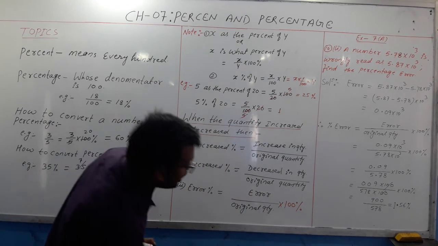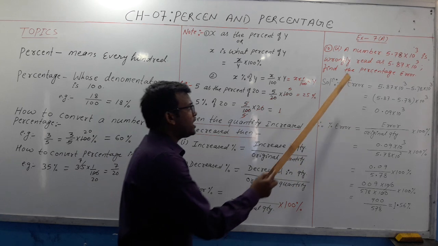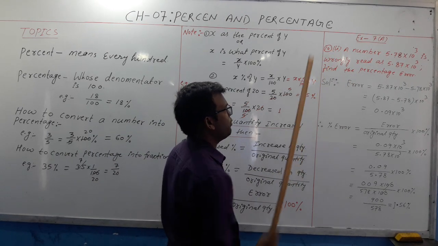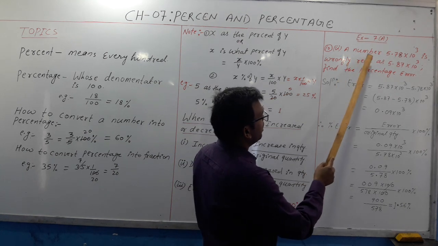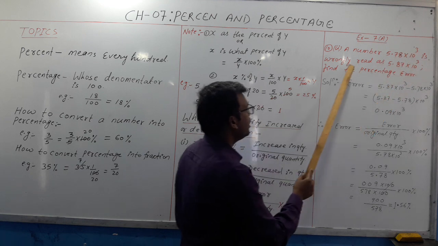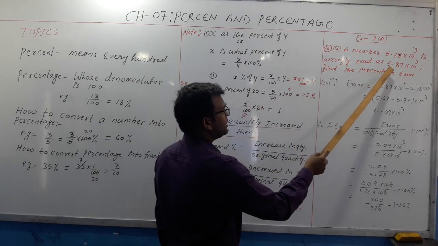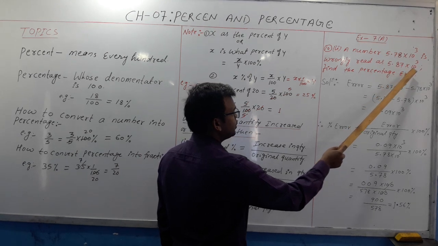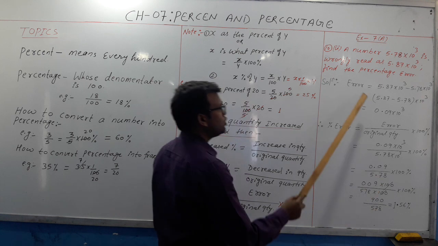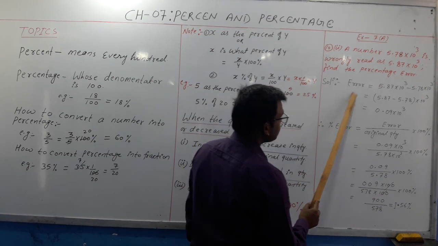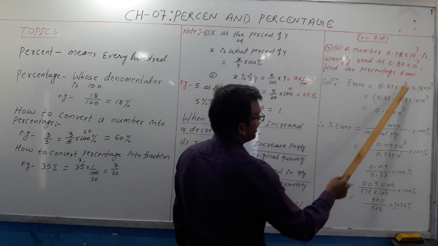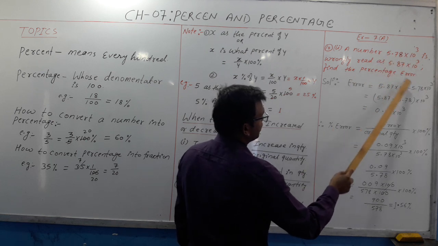Now see, related to this, we have one example from exercise 7a, question number 10 2. Read the question. A number 5.78 into 10 to the power 3 is wrongly read as 5.87 into 10 to the power 3. Find the percentage error. See, first you find the error. That means original number is what? 5.78 into 10 to the power 3, and wrongly written number is what?